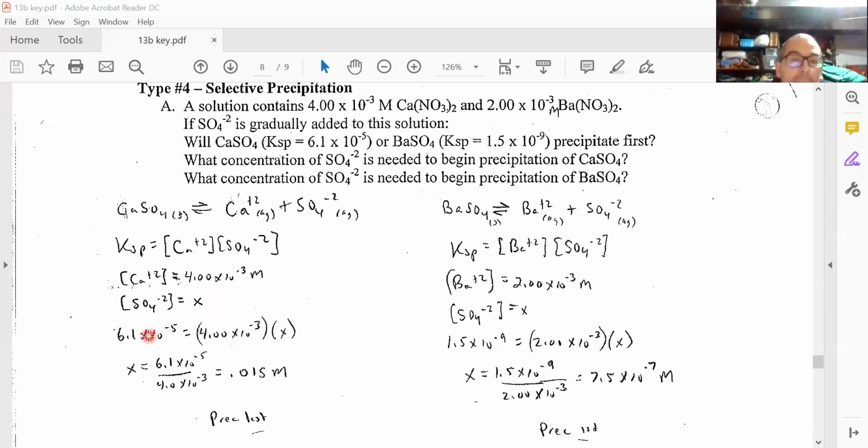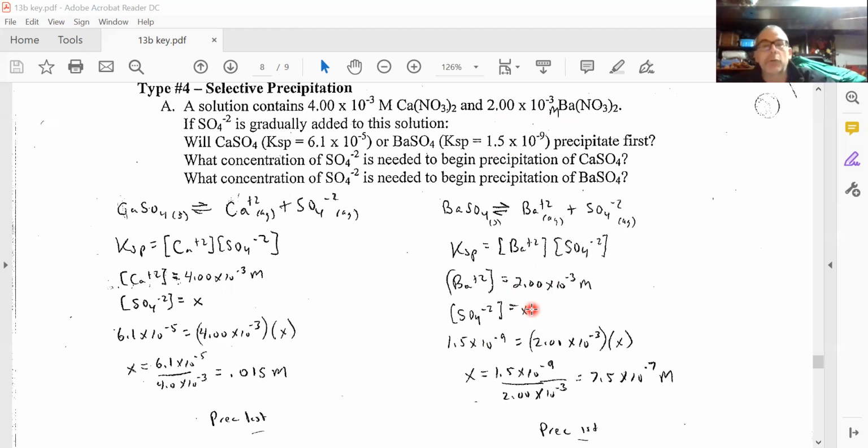If we know the KSP and we know the calcium is 4 times 10 to the negative third, we can solve for X. The amount of SO4 we would have to add to get a precipitate is 0.015 molar. We take the same approach with the barium sulfate: get the KSP expression, and the barium is 2 times 10 to the negative third molar, which is the molarity of the barium nitrate and also of the barium. We're trying to figure out X, how much sulfate needs to be added in this case.